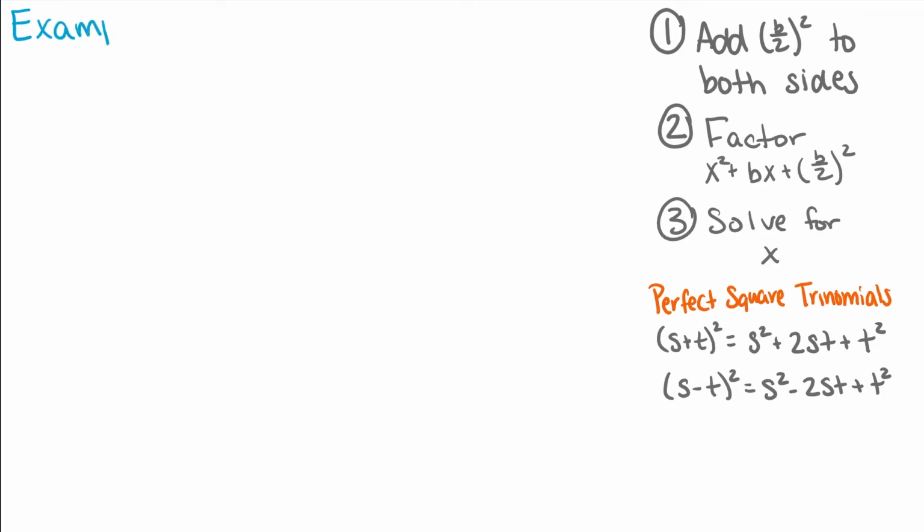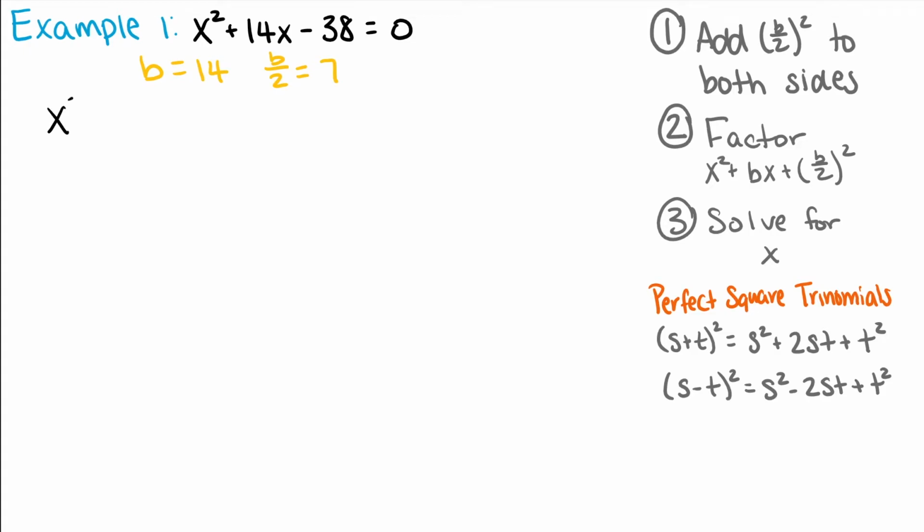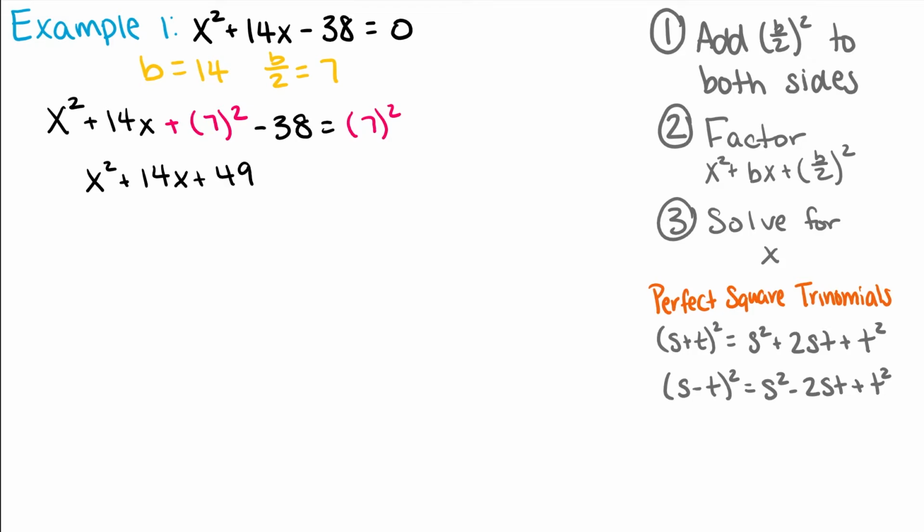Let's take the example x squared plus 14x minus 38 equals 0. Our b is 14, which means b over 2 is 7. Step 1 is to add b over 2 squared to both sides. So we get x squared plus 14x plus 7 squared minus 38 equals 7 squared. Squaring our b over 2 gives us x squared plus 14x plus 49 minus 38 equals 49.